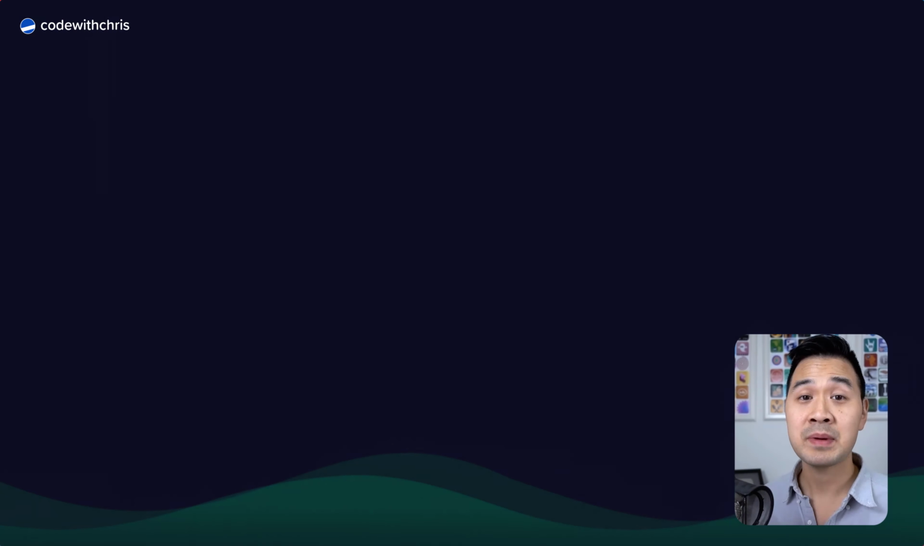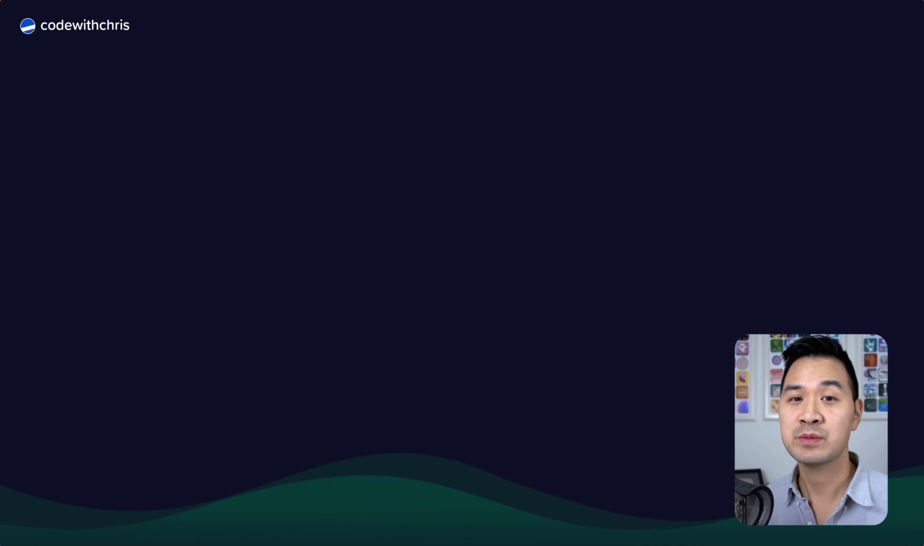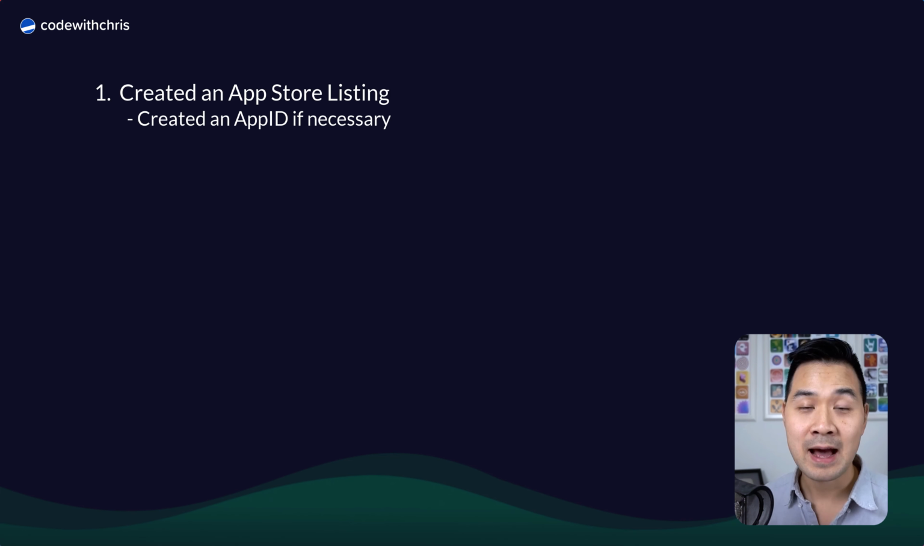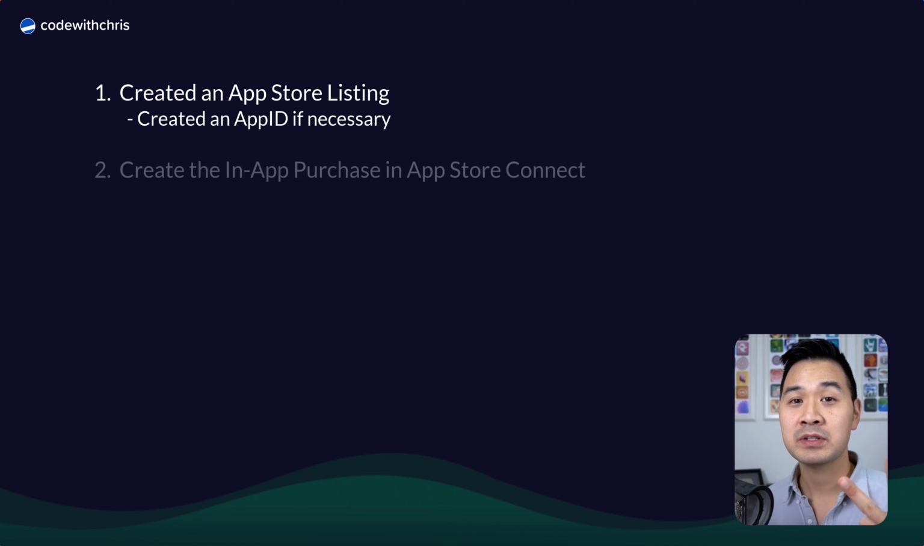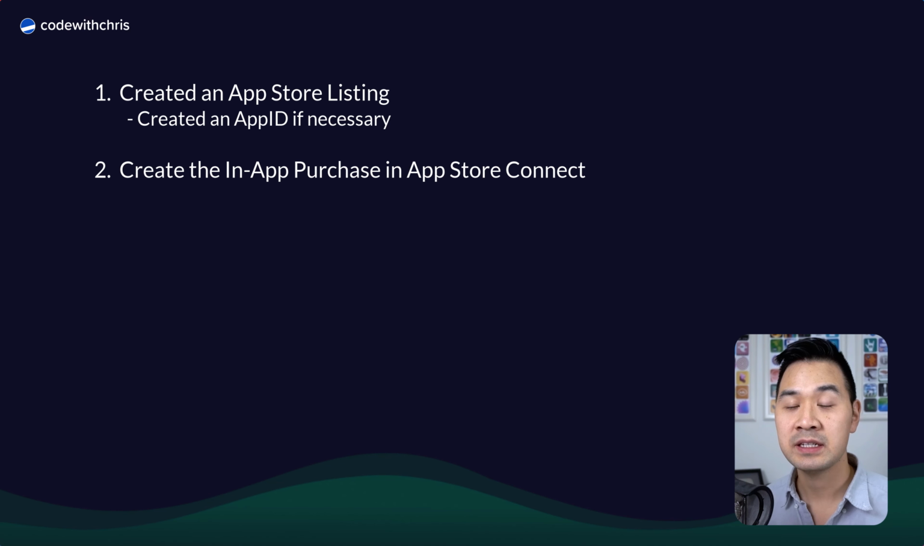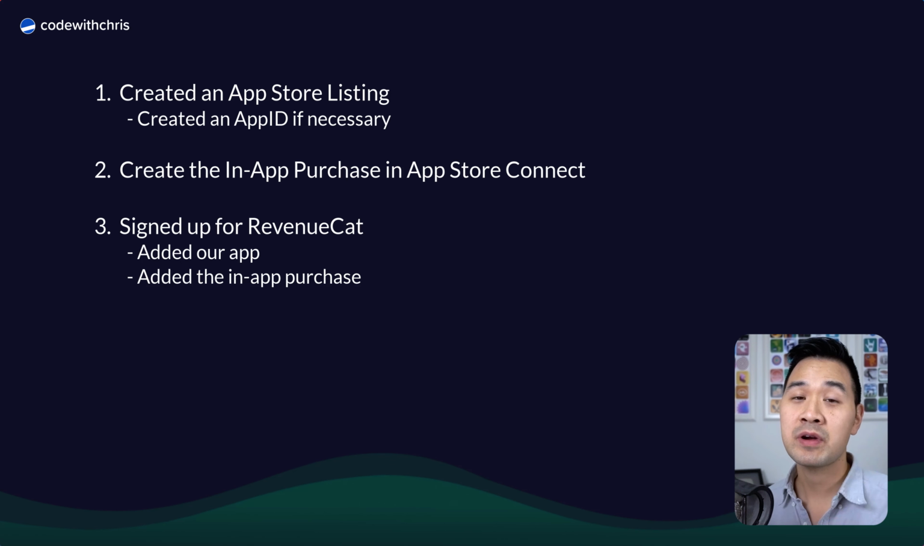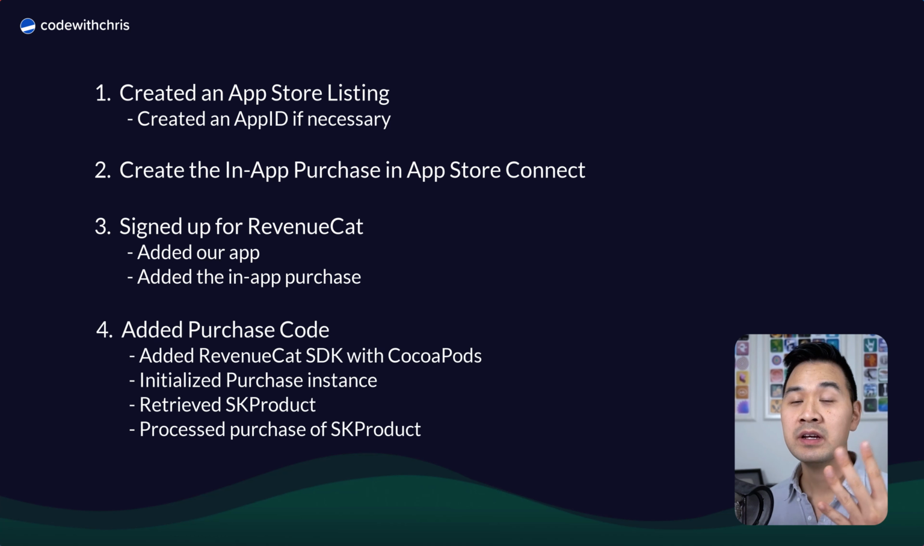Now to wrap things up, I want to do a quick recap of the 4 steps that we went through to get to this point. Number 1, you created an App Store listing for your app. Number 2, you configured the in-app purchase in App Store Connect. Number 3, you created a RevenueCat account, added this app, and added that in-app purchase. Number 4, you added the RevenueCat SDK into your Xcode project with Cocoapods.